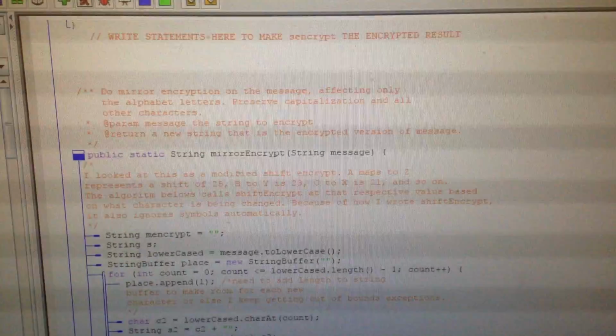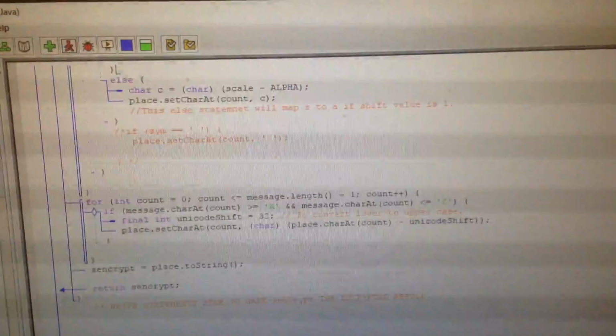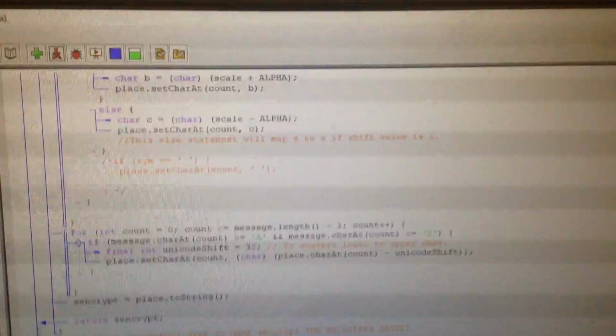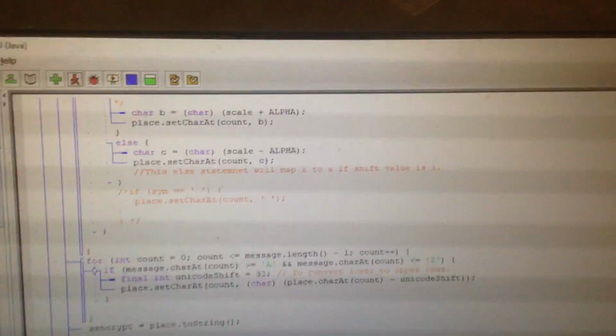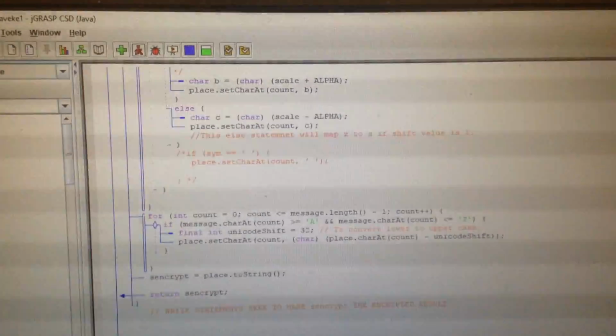The else ifs that you see here are just making sure it wraps around. So if you want to shift Z by 1, you basically end up with a 27, so you have to subtract 26. I mean, the Unicode values are different, but that's basically the idea. So you wrap around the alphabet instead of having an error.